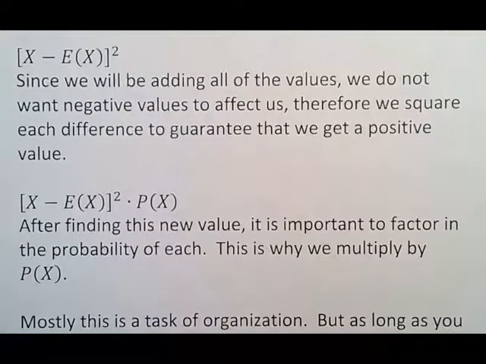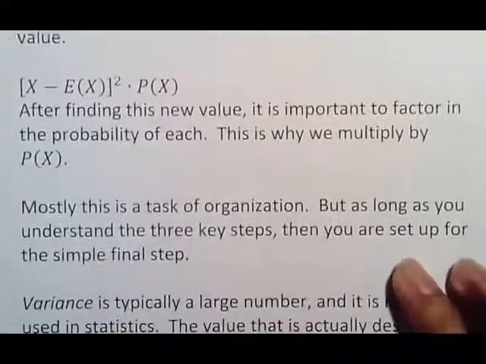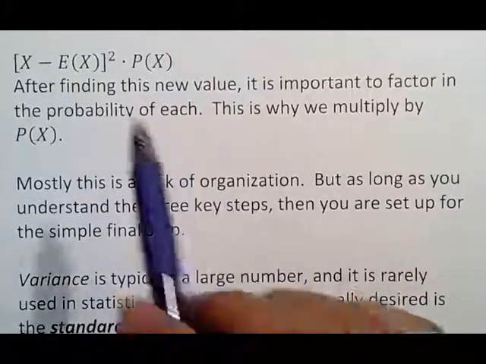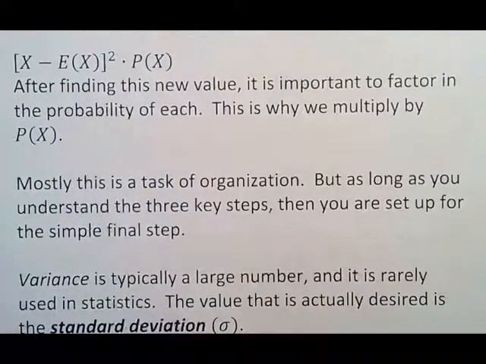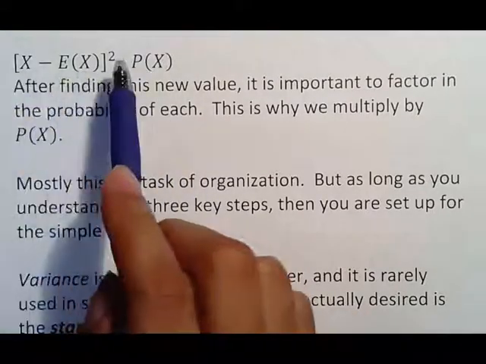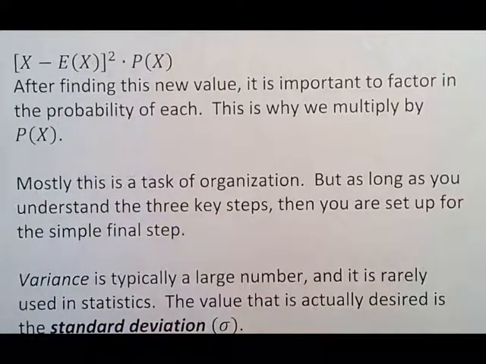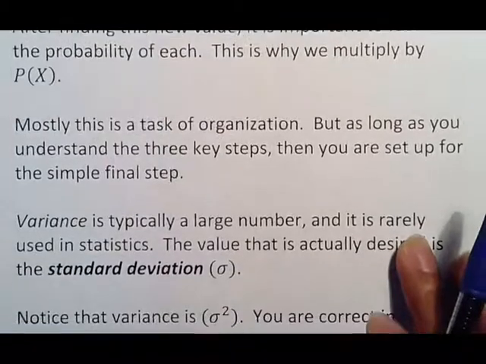The next thing you have to do, as we did in finding the expected value, is you must take that value that we found and multiply by the chances of it happening. The probability of that, what do we call that? We call that the relative frequency. What's the chances of this number actually occurring is going to be next. And so again, after finding that value, we have to factor in the probability, so we multiply by P of x, and it is mostly a task of organization in the end.